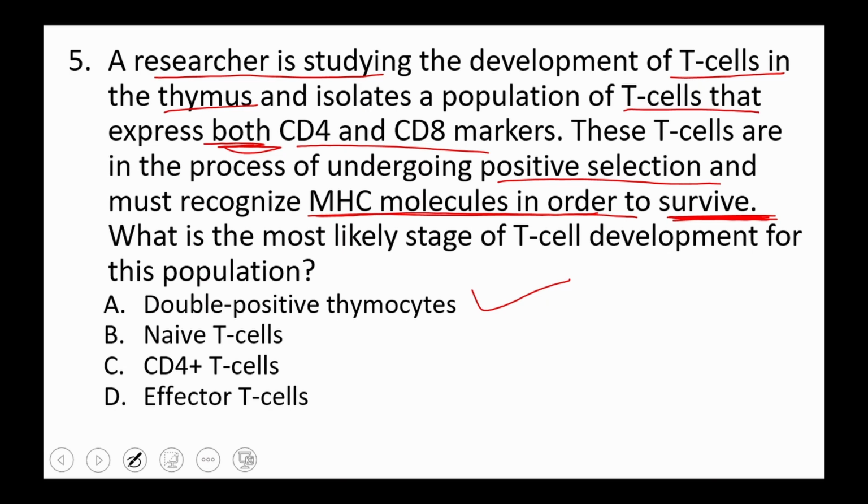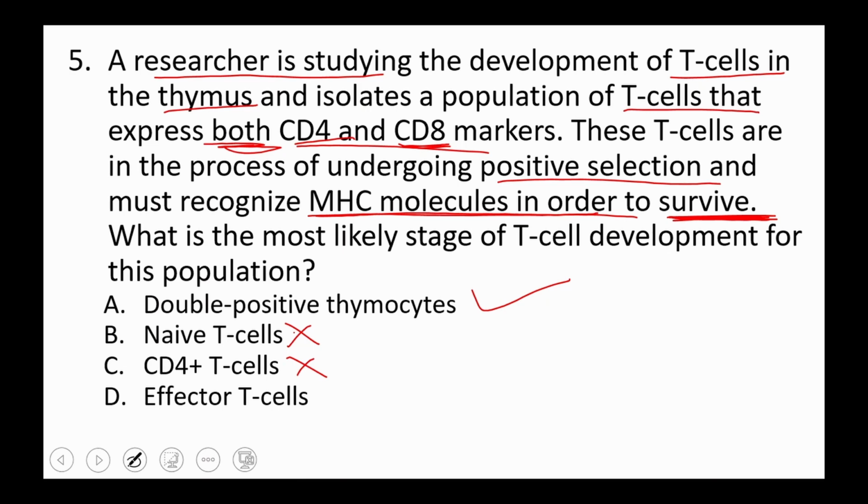Then it will be packed within the thymus. Gradually, they will express both markers, and we will call them double positive. Naive T cells are those that have completed the maturation stage and are ready to migrate to or be packed within a secondary lymphoid organ. These cells have not completed their maturation step yet. CD4 T cells, well, they have both CD8 and CD4, so they are not single positive. CD4 cells are single positive.